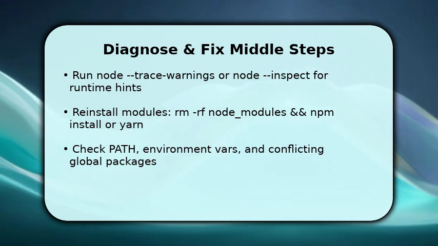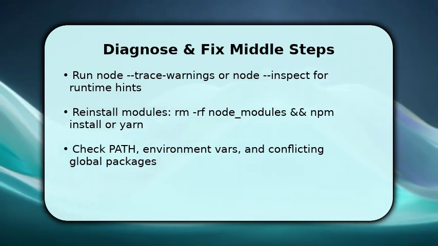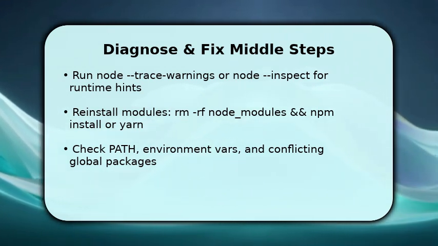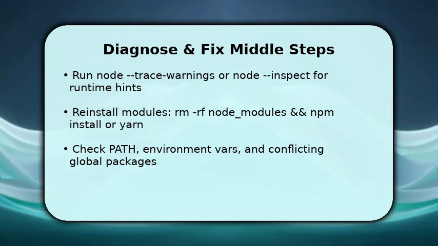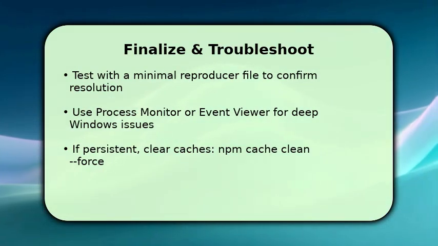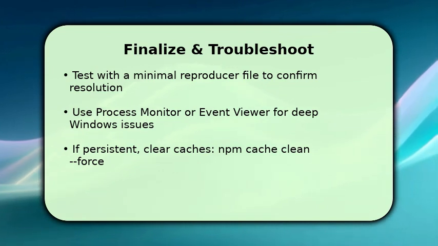If a native add-on fails, rebuild with npm rebuild or npm install --build-from-source, so binaries match your Windows 10 ABI. You finish by validating the fix. Create a minimal reproducer file and run it to ensure the error is gone.